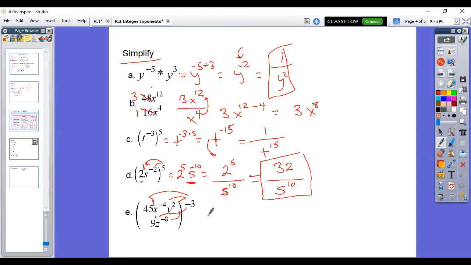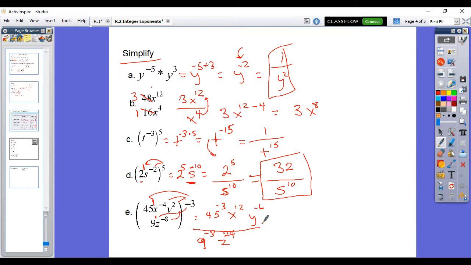We first just go ahead and distribute. You get 45 to the negative 3. X now to the positive, so negative 3 times negative 4 gives us a positive 12. And then y, 2 times negative 3 is negative 6, all over 1 times 3, y to the negative 9 to the negative 3, and then negative 8 times negative 3 is z to the positive 24.